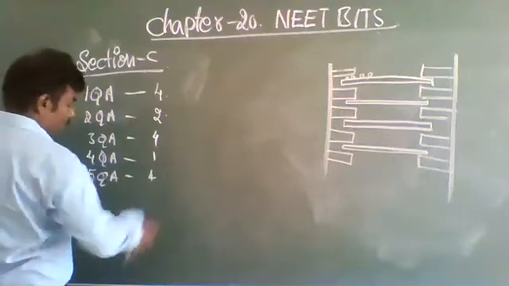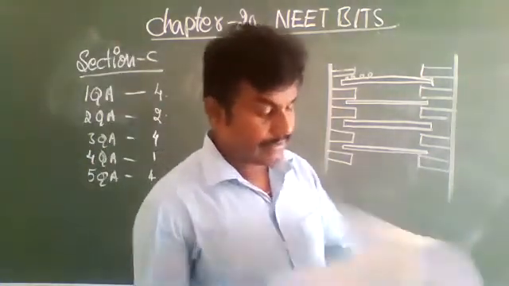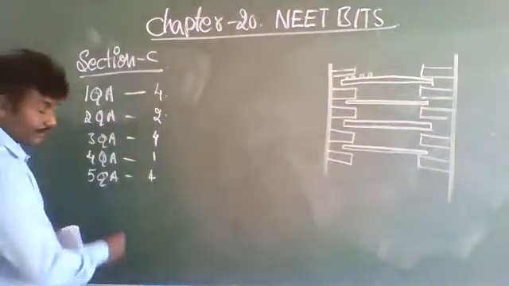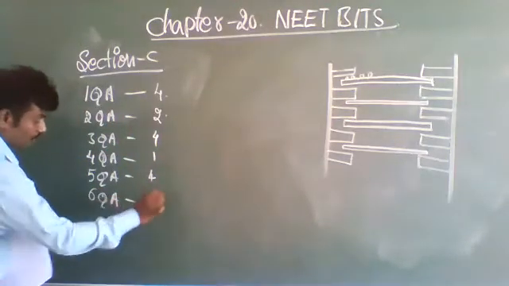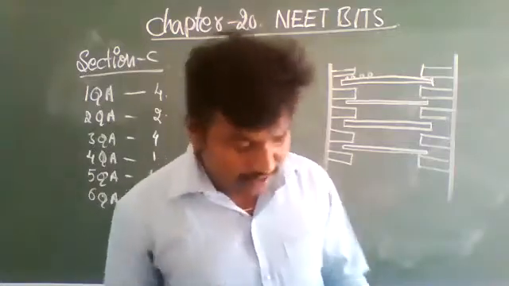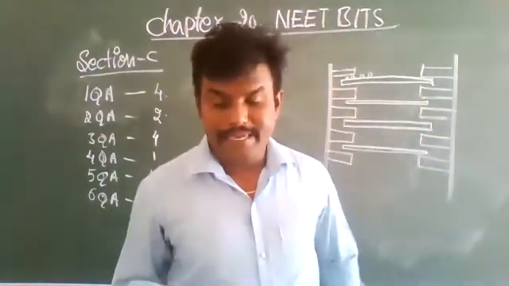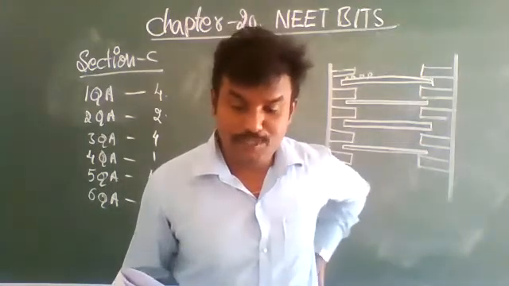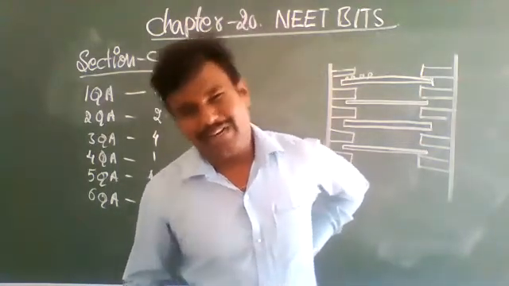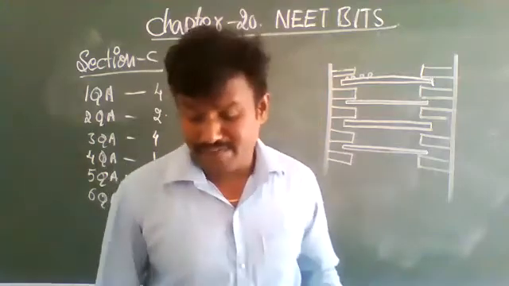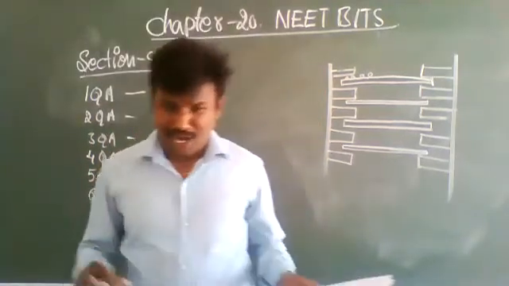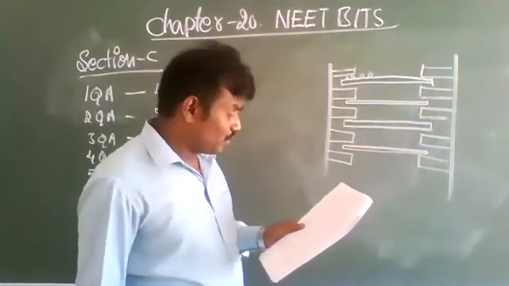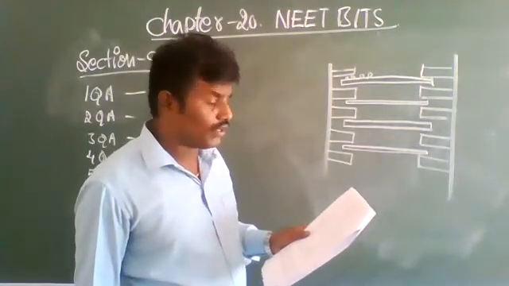Fifth question, answer 4. Sixth question: stimulation of muscle fiber by motor neuron occurs at. Already I said, contraction of muscle fiber has 4 steps, and the first one is only that. So what is that? Stimulation of muscle fibers by motor neurons.